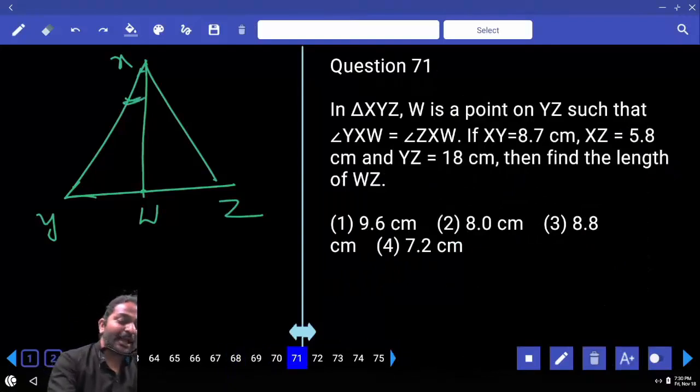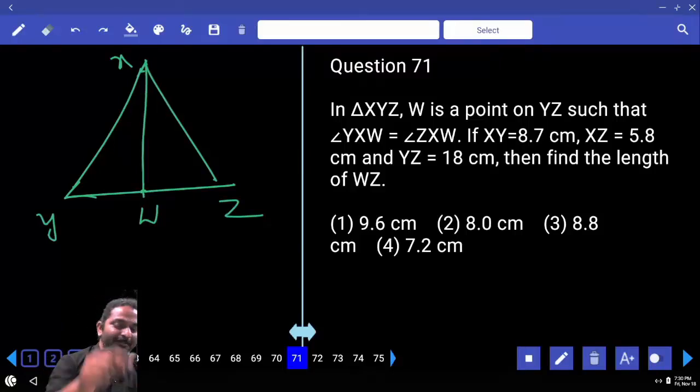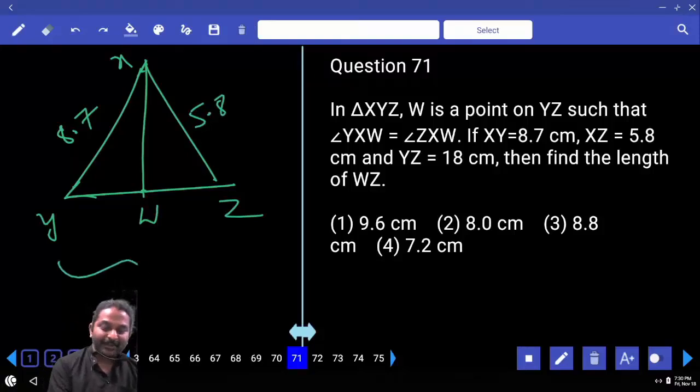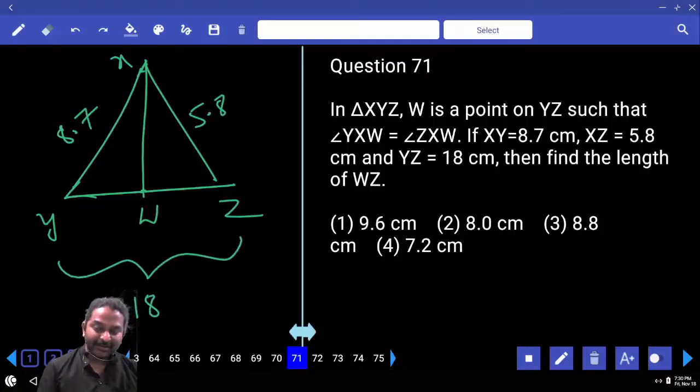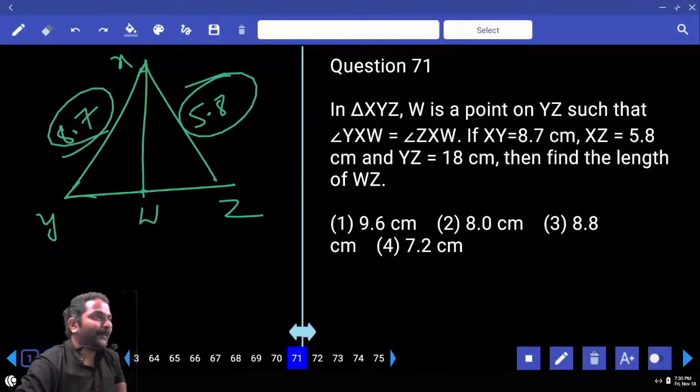So when these two angles are equal and W is the midpoint for YZ, this is called angular bisector only. Right. Now XY is 8.7, XZ is 5.8, YZ is 18. Then find the length of WZ. Can I write these numbers as 87 and 58?